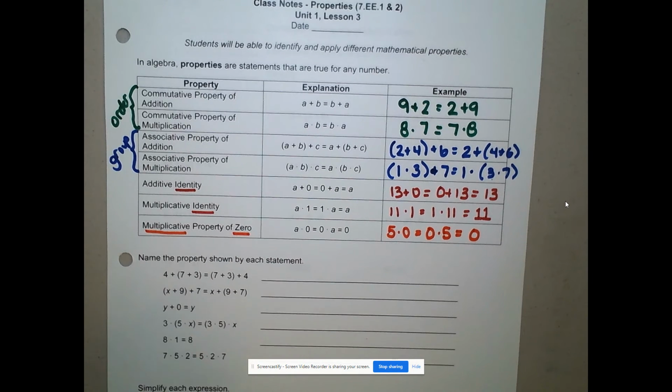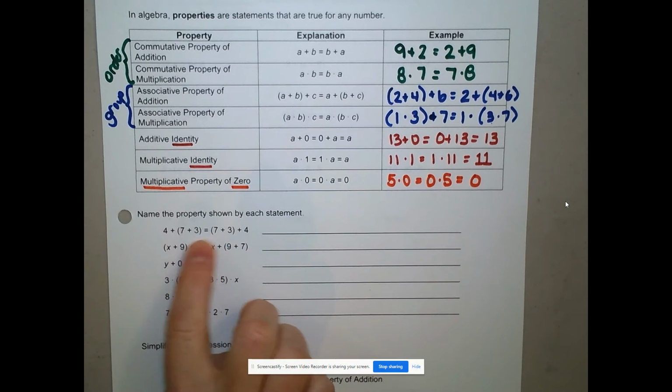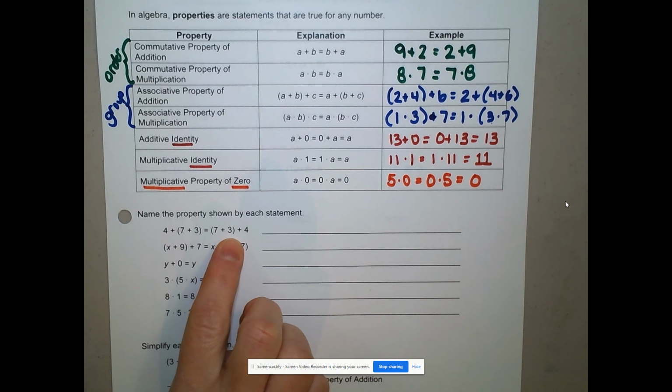Now, if we look at an example, we can name which property it shows. So on this first one, do you notice that the 7 and the 3 are in the parentheses, and over here the 7 and 3 are still in the parentheses?